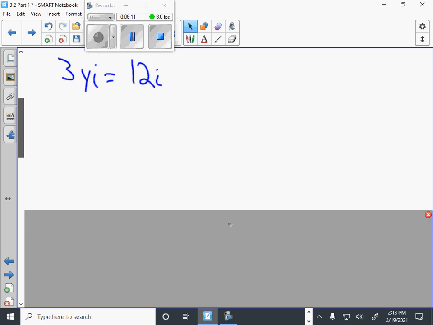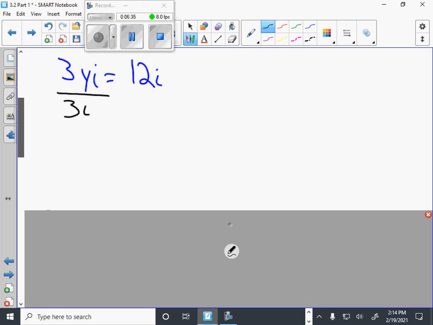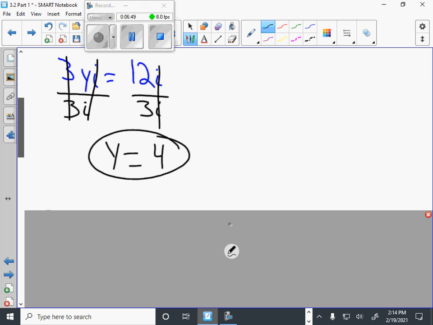Okay. We want to solve for y in this instance. 3y times i is equal to 12i. Well, how do I get y by itself over on the left side? Well, we always do the inverse. We always do the opposite of what's happening, right? It's 3 times y and y times i. What's the opposite of times? Divide. Divide by 3i on both sides. Here the 3's cancel and the i's cancel. So we're left with y is equal to 12 divided by 3, which is 4.